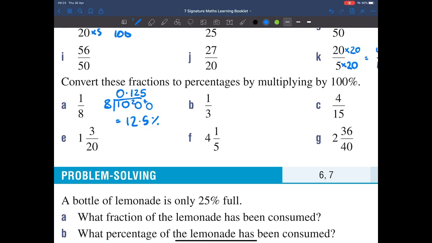Okay, let's do 1/3. The reason why we're doing these ones with a different strategy to these ones is because with these ones, it's a little bit harder to turn them into 100 by multiplying and dividing with those real simple strategies. So we're doing it this way instead. So here we go. 1 divided by 3.